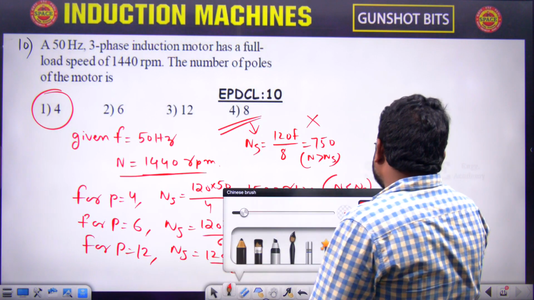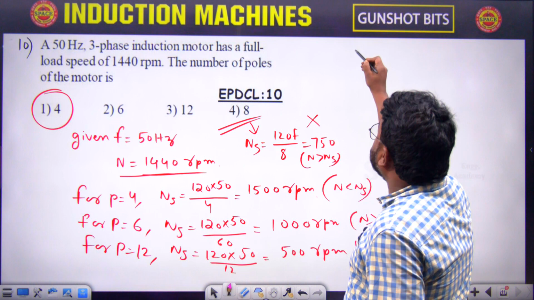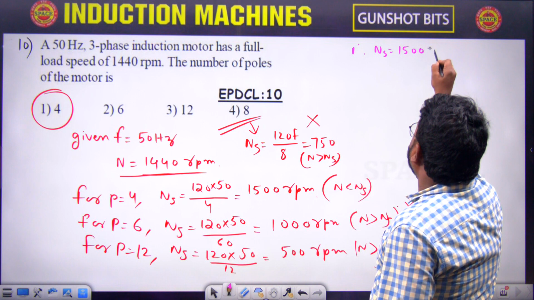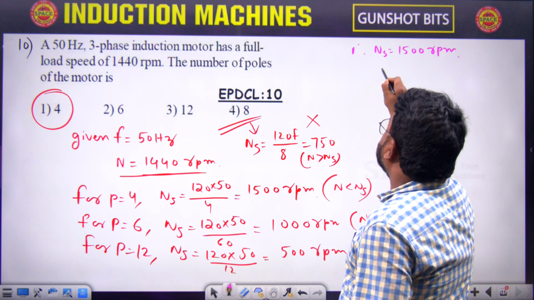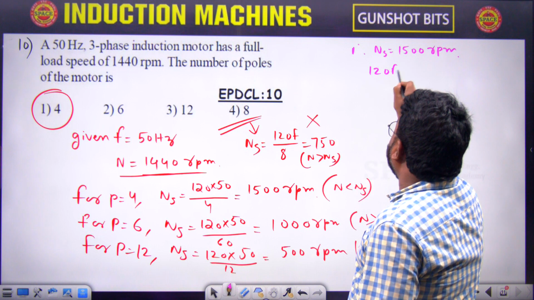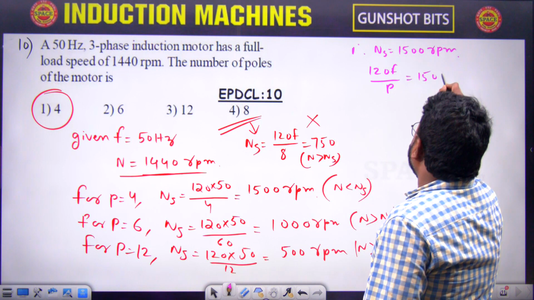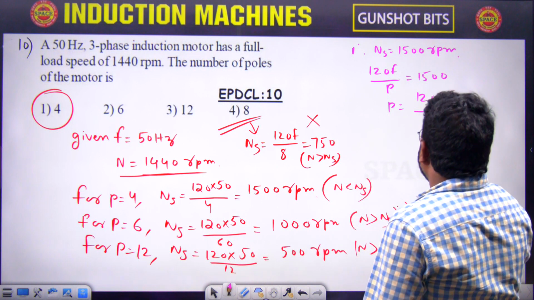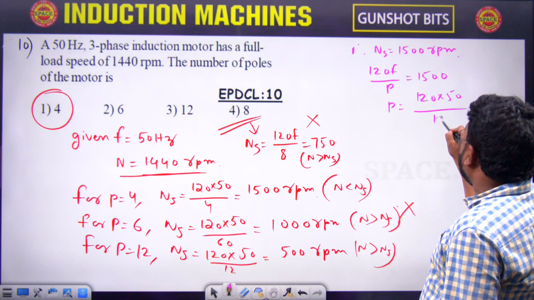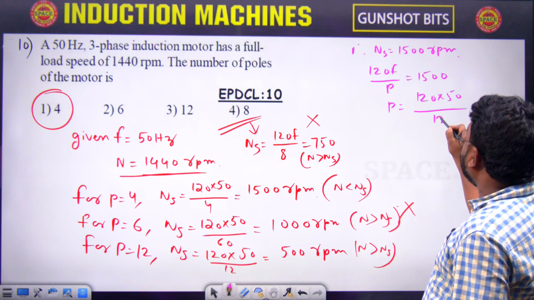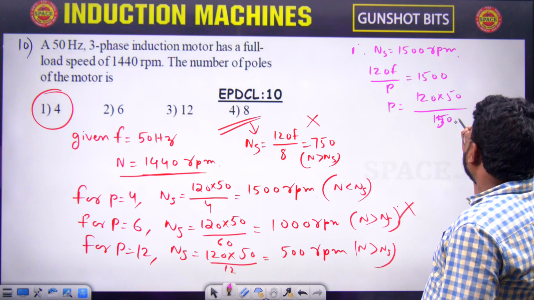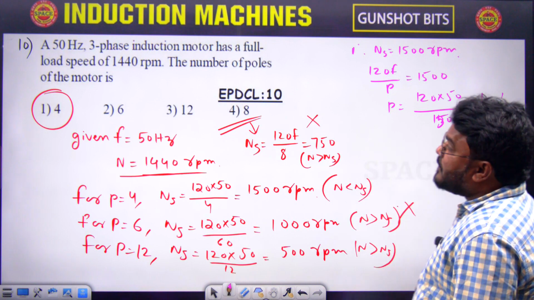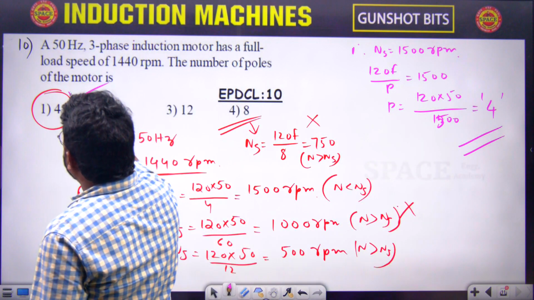So therefore we got the synchronous speed Ns equal to 1500 rpm. Now we require the poles. So Ns is equal to 120 f by P, which is equal to 1500 rpm. So P is equal to 120 times 50 hertz divided by 1500 rpm. By solving this we will get 4 poles. So the answer for this question, 4 poles, is correct.